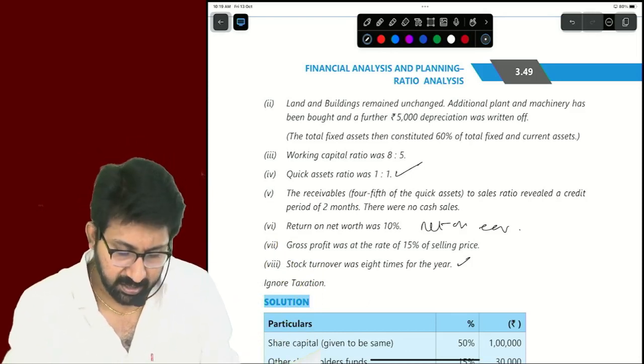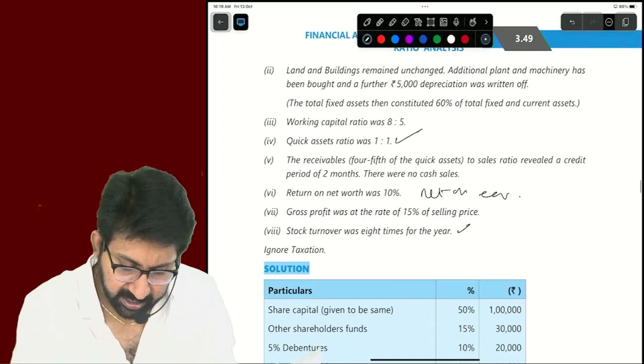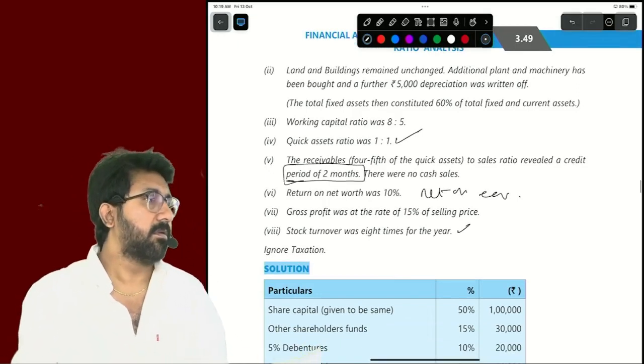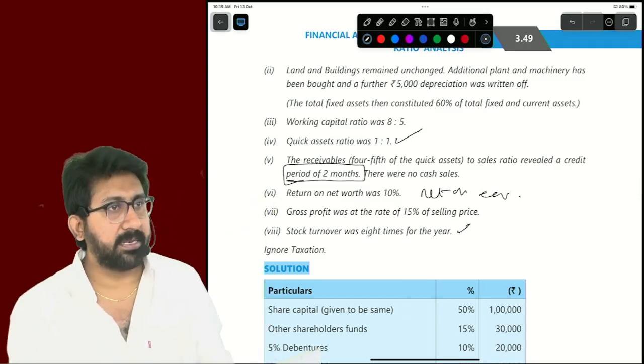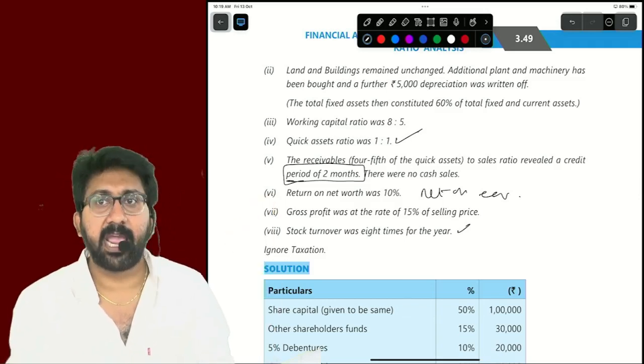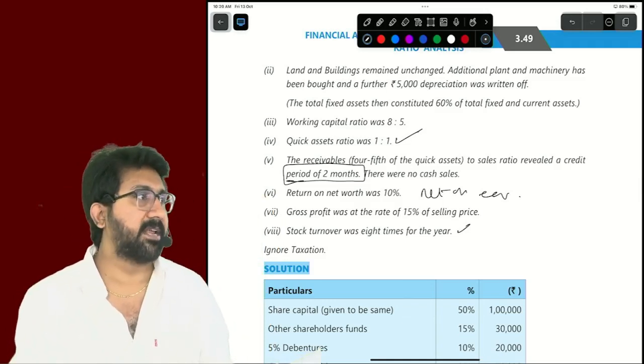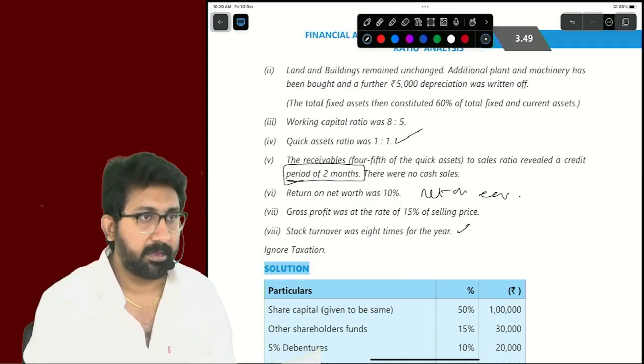See here, he has already given the timing as 2 months. You need not do anything. Timing is how many months? 2 months, the debtors collection period. For debtors to become cash, how many months does it take? 2 months is the cycle time. Am I clear or not?